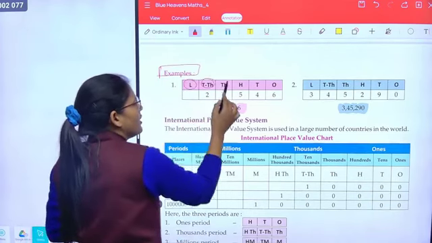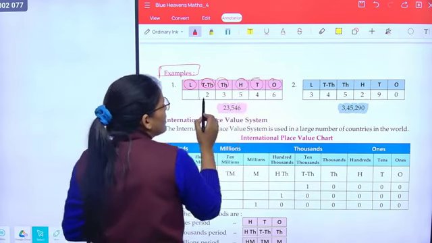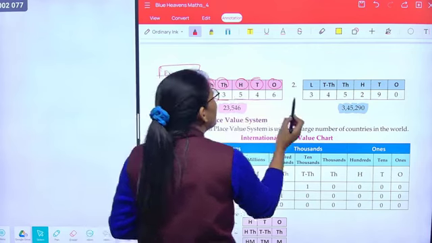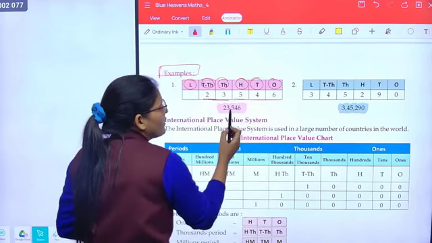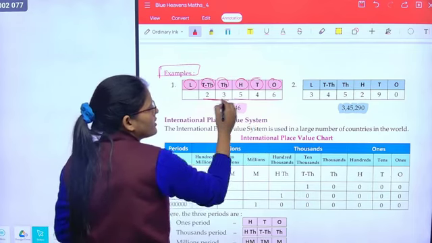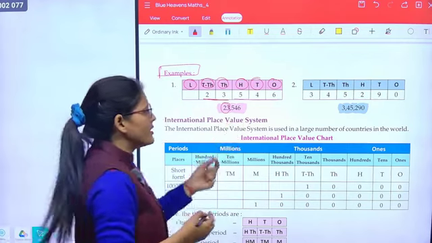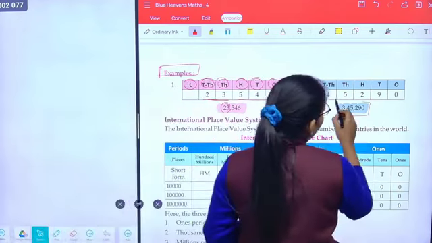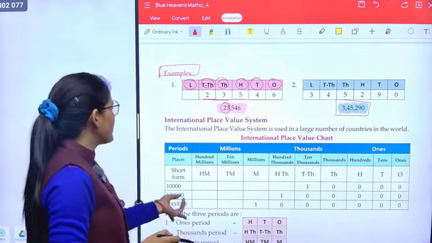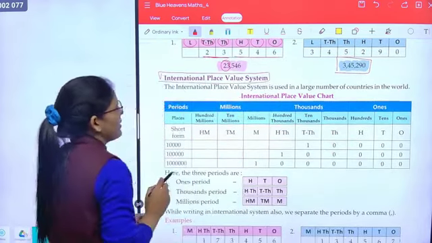फॉर एग्जाम्पल सी हियर, lakh, 10,000, 1,000, 100, tens, ones. So yes, it is 23,546. तो हम क्या करते हैं, 3 डिजिट्स के बाद उसमें कोमा लगा देते हैं. हम कैसे लिखेंगे इसको, 23,546. सिमिलरली 3,45,290.